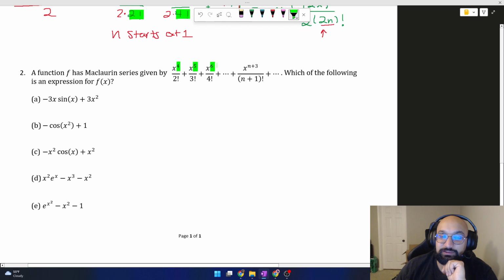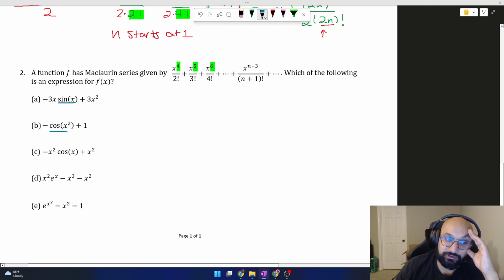Now, because it's picking up every single term, I claim that we can eliminate 3 of these answer choices. So it's picking up every single term, 4, 5, 6. That includes evens and odds. And based on that, I claim that we can eliminate 3 of these answer choices. The 3 choices we can eliminate are the trig ones.